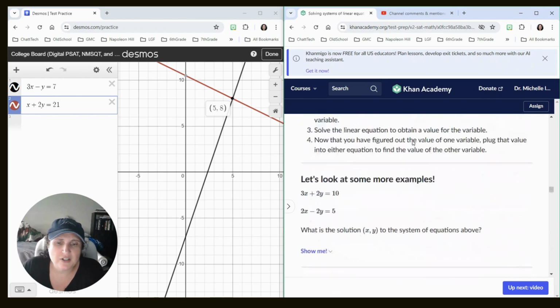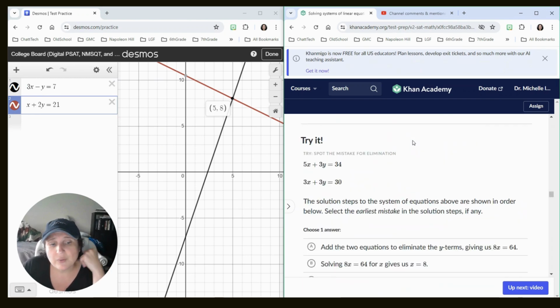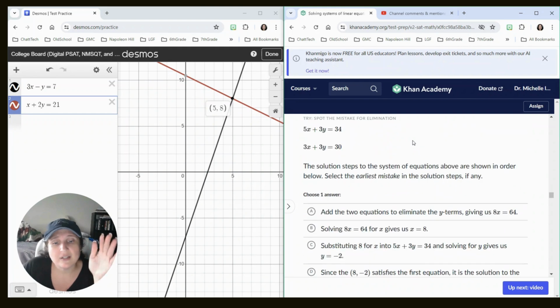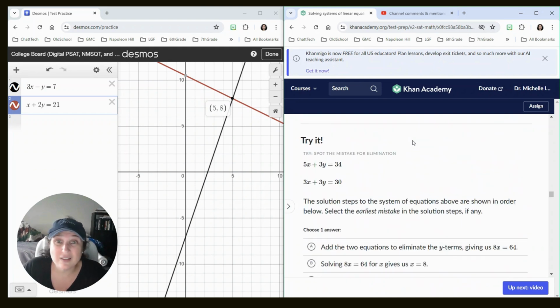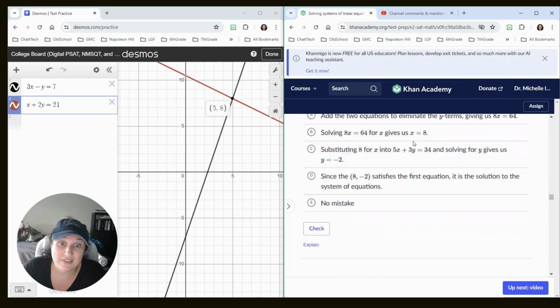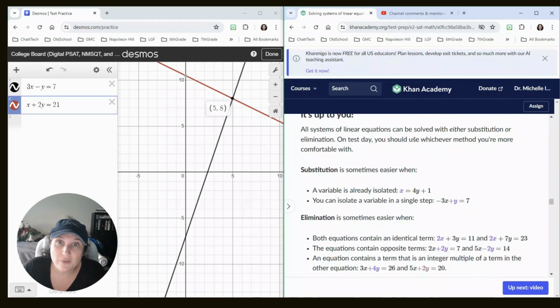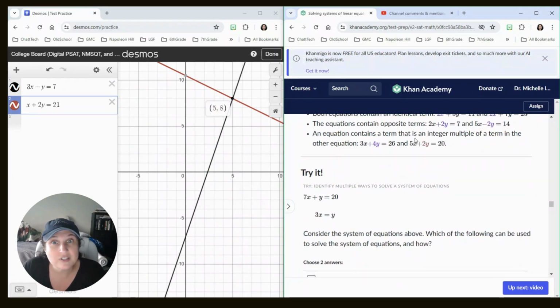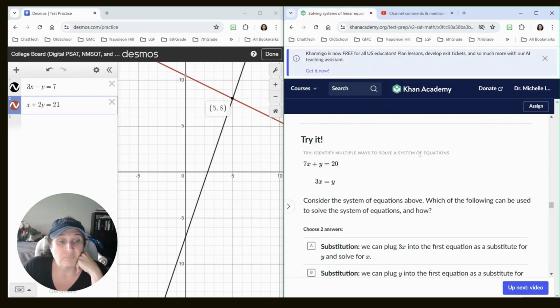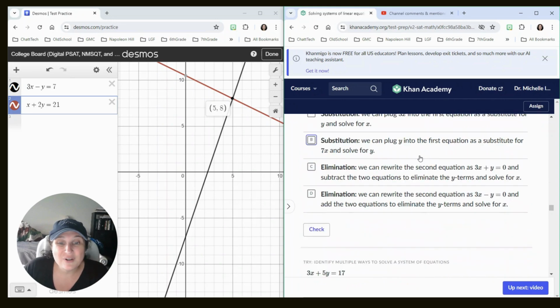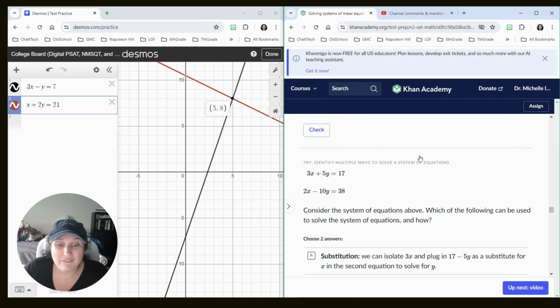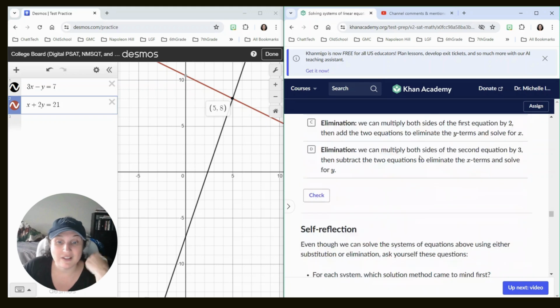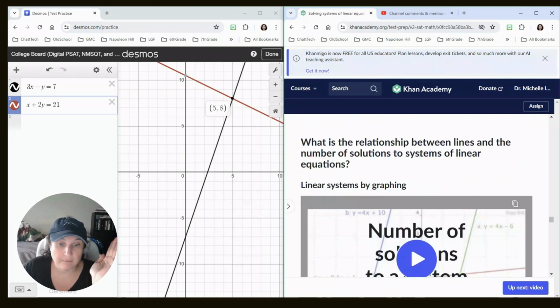Again, these questions are under 600. Let's go into ones that are a little bit harder. This question about where did they make a mistake, I highly doubt you will see that on the digital SAT. That's just a Khan question for understanding, which you don't need to understand how to do elimination or substitution because you've got Desmos. Again, you don't need to know this question because you're doing it graphically. So just forget about it.